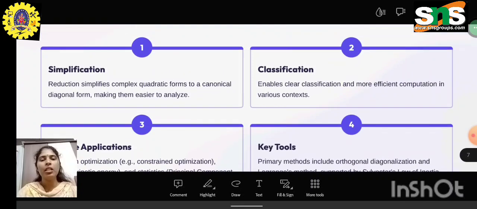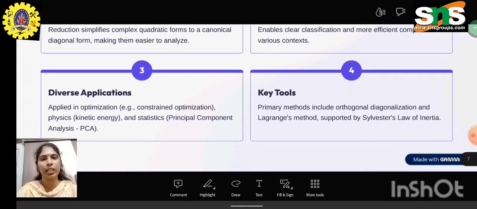Next is summary. Simplification: reduction simplifies complex quadratic form to a canonical diagonal form, making them easier to analyze. Next is classification. This enables clear classification and more efficient computation in various contexts. Next is diverse applications. It is applied in optimization, for example constrained optimization in physics, and in statistics also this method is used. Next is key tools. Primary methods include orthogonal diagonalization and Lagrange's method, supported by Sylvester's law of inertia.